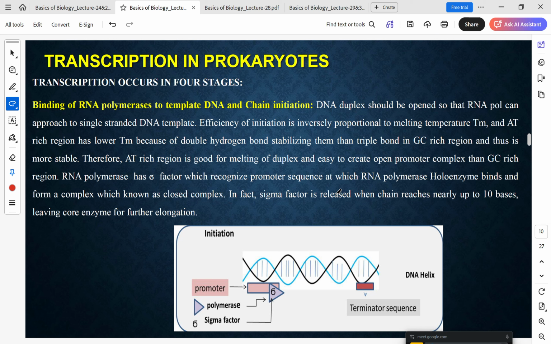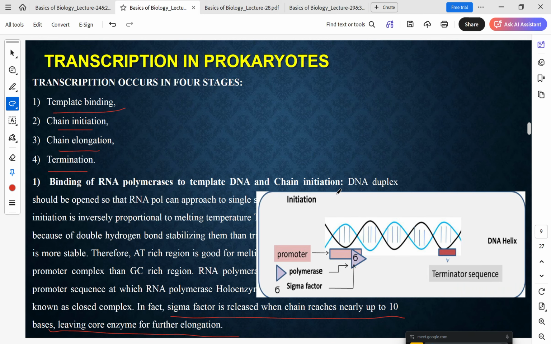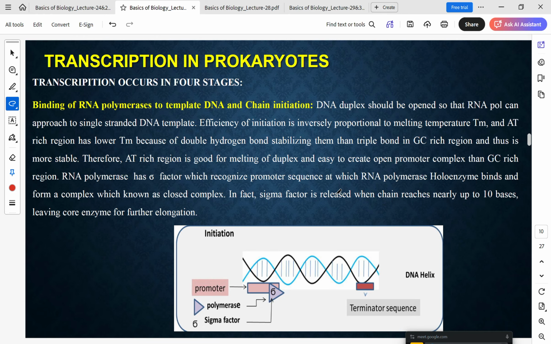Then after the binding, the next step is chain initiation. Chain initiation is inversely proportional to the melting temperature, or the Tm, of the strand. If there is an AT rich region, it will have a lower Tm because of double hydrogen bonds. GC rich region will have higher Tm because of triple bonds, and therefore will be more stable. So the efficiency of initiation will be more in an AT rich region.